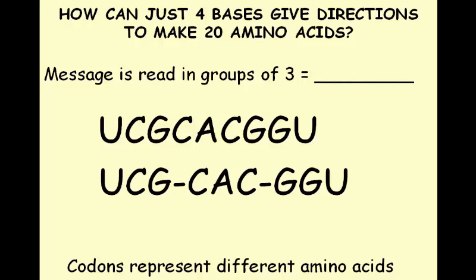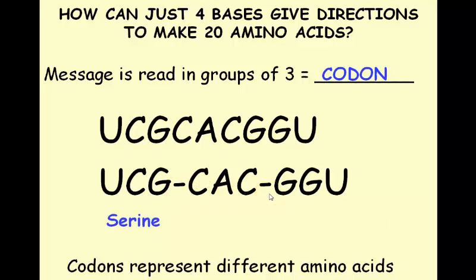So how can just 4 bases give directions to make 20 different amino acids? The message is actually read in a group of 3s. We call those group of 3s codons. So here's our regular DNA sequence. We would actually break this up. So we would count by 3s. 1, 2, 3, break it apart. So like what you see here. And then 1, 2, 3, break it apart, and so forth.